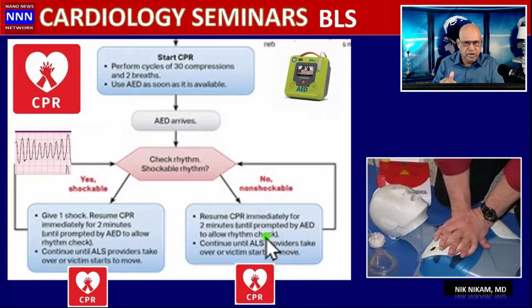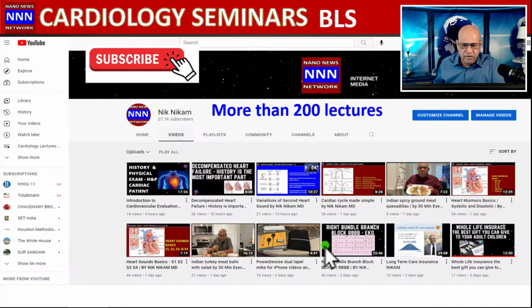Remember the steps, and you have to do them in the right approach, because the questions are going to be based on, after you shock, what do you do next? After you attach the pads, what do you do next? When you see an unconscious patient, what do you check first? So these are all questions you have to learn to pass the exam, so you better memorize this. Okay, ladies and gentlemen, that was a quick review of basic life support.